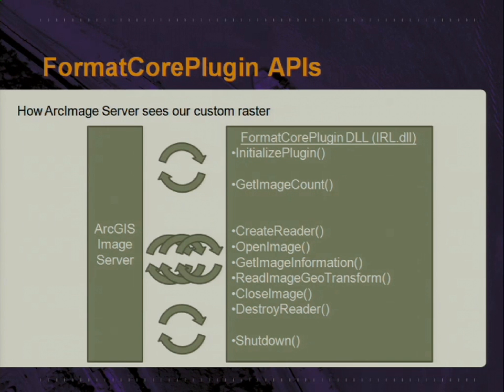We read the geotransform. That's the information that comes out of the world file. We close the image and we deallocate the reader. And then at the very end, when we're all done with this stuff, it tells us to go ahead and shut down the plugin. So with that information back now, the server or the ArcGIS can go ahead and create the RP raster def file that defines the service.